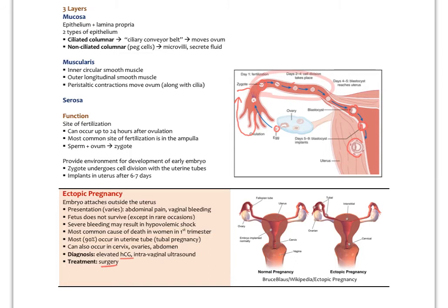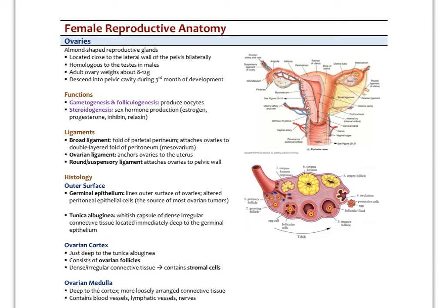So that's ectopic pregnancy, and that's a little bit there on the uterine tubes. And then we have the ovaries. These are almond-shaped reproductive glands. They're located close to the lateral wall of the pelvis bilaterally. Again, they're homologous to the testes in males, and each weighs, in an adult, about 8 to 12 grams, so not very large. And they descend into the pelvic cavity during the 3rd month of development.